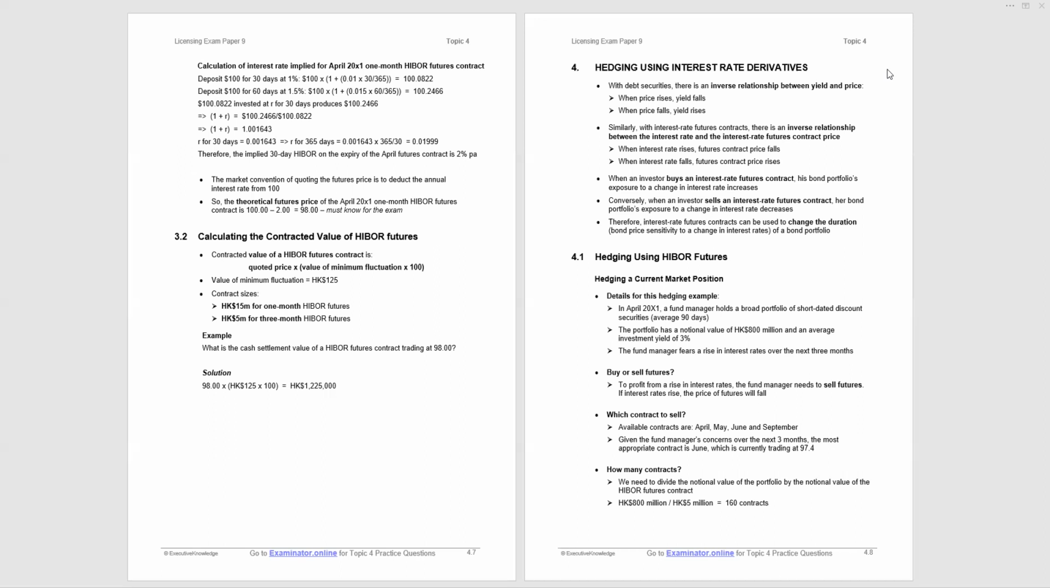Okay, let's look at an example where we're hedging using HIBOR futures. Details for this example: in April, XD1, a fund manager, holds a broad portfolio of short-dated discount securities, average 90 days. We don't have to worry about the actual average days. Just detail given to us. Portfolio has a notional value of 800 million Hong Kong dollars, average investment yield of 3%.